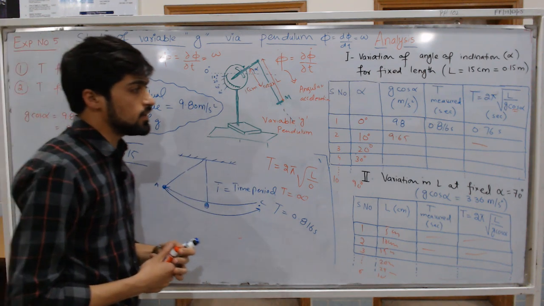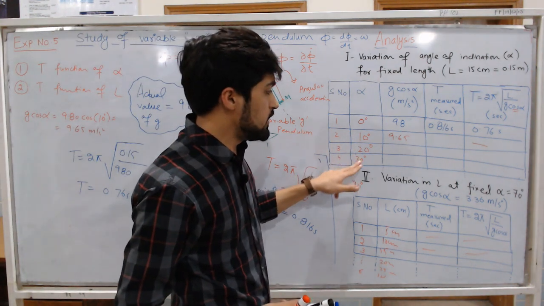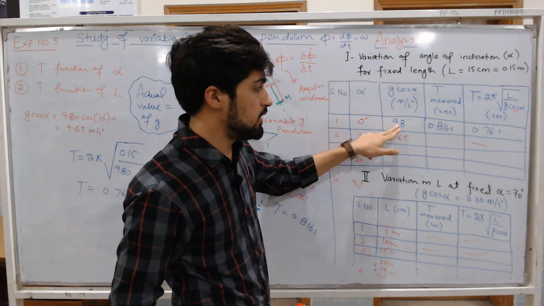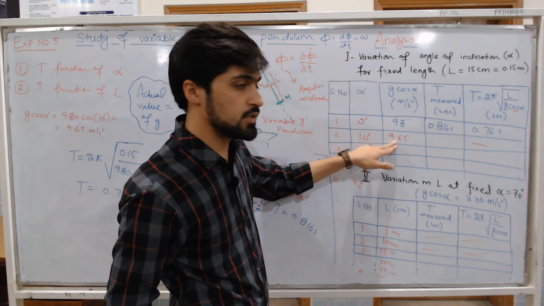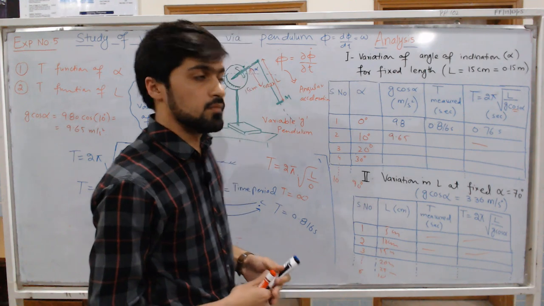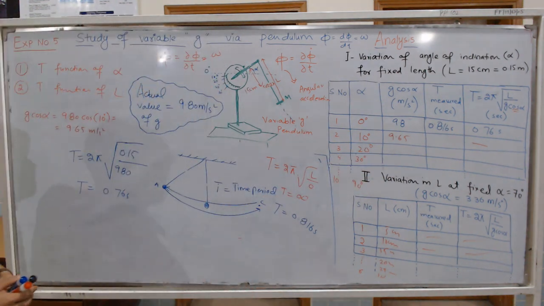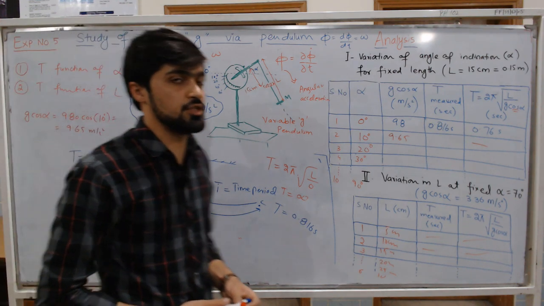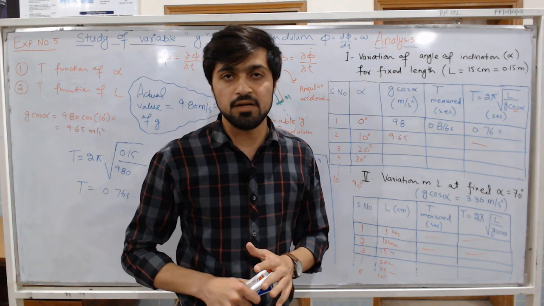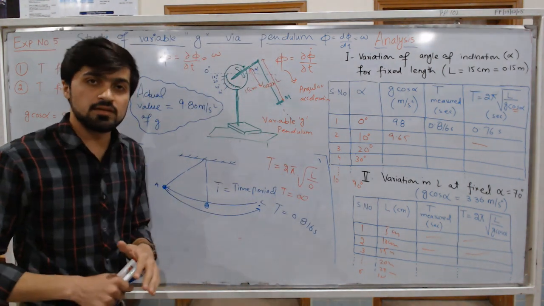And we clearly see that as the angle of inclination changes, the effective value decreases from 9.8 meter per second square to 9.65 meter per second square. So this is actually the purpose of this experiment: to study the variation in the value of g, or to find the g effective component when the pendulum is inclined at a certain angle alpha.